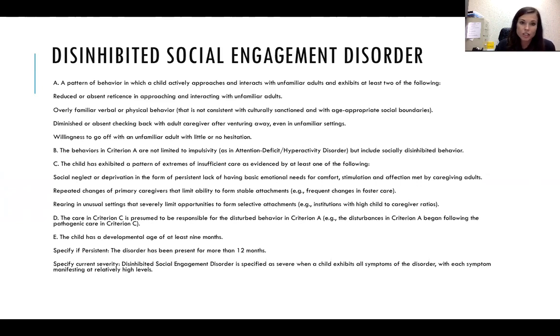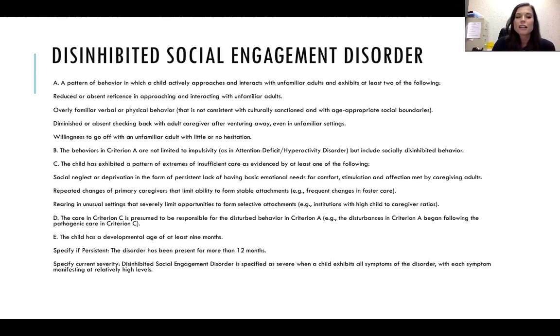social neglect or deprivation in the form of persistent lack of having basic emotional needs for comfort, stimulation, and affection met by caregiving adults, repeated changes of primary caregivers that limit the ability to form stable attachments, or rearing in unusual settings that severely limit opportunities to form selective attachments. The care in criterion C is presumed to be responsible for the disturbed behavior in criterion A. The child has a developmental age of at least 9 months, and the disorder has been present for more than 12 months.